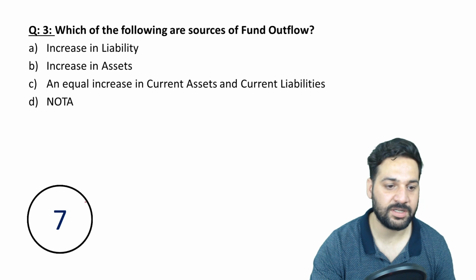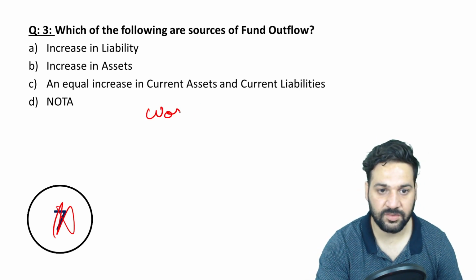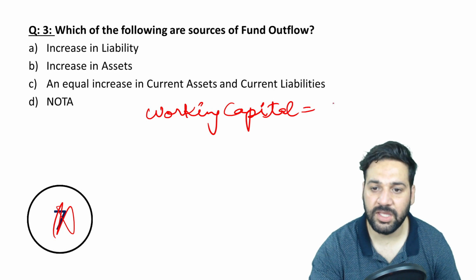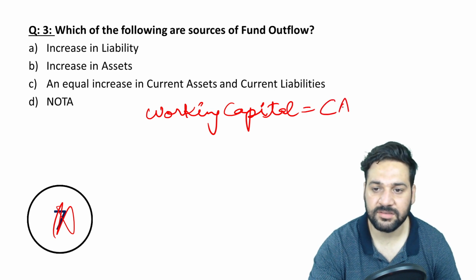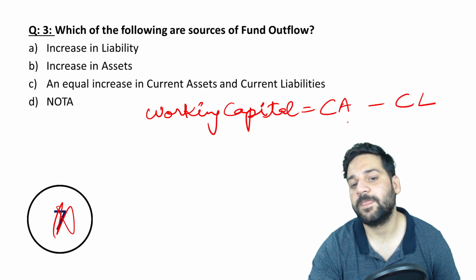Let's forget about the timing now. See students, what is the formula to calculate working capital? Fund is nothing but working capital, which is equal to current assets minus current liabilities.